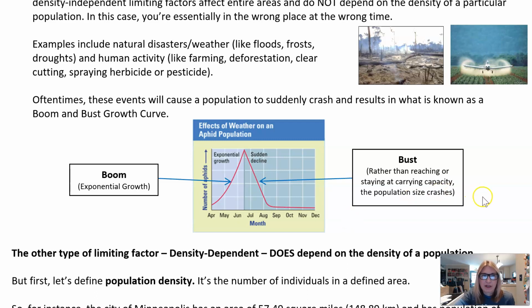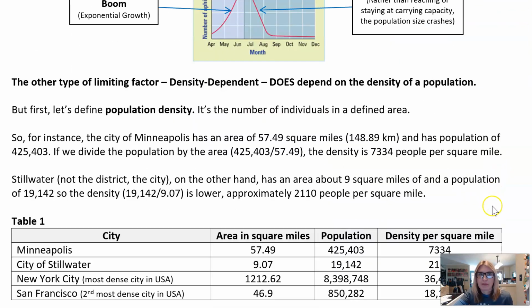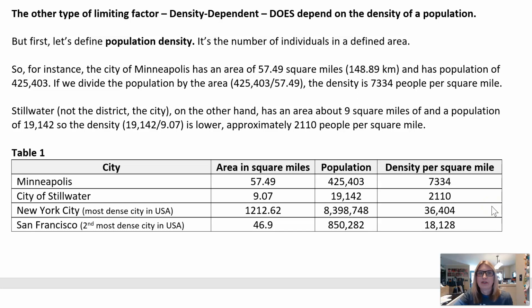Now, the other type of limiting factor is density dependent, and that's what we're primarily going to talk about today. And of course, it does depend on the density of the population because it's density dependent. But first I should define population density. It's the number of individuals in a particular area. So like in St. Croix County or in the city of Minneapolis.